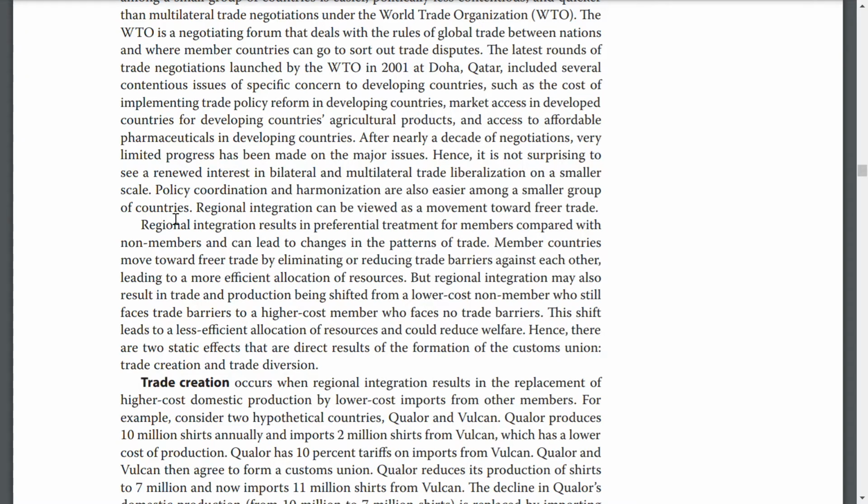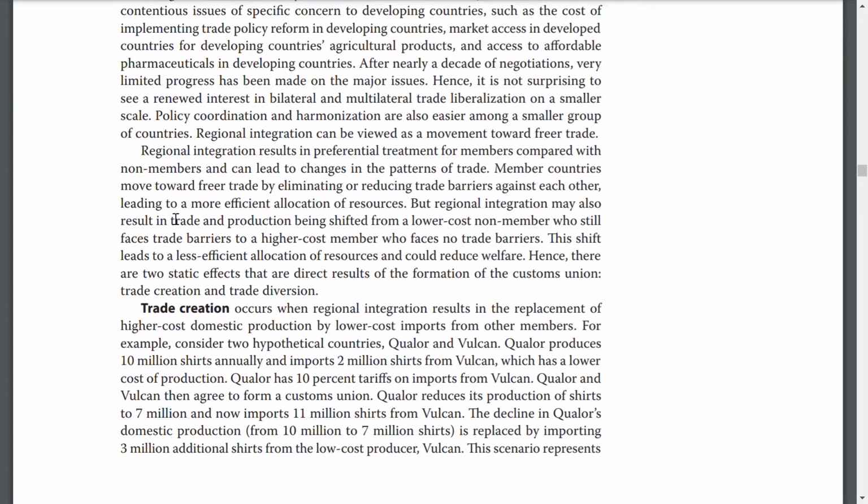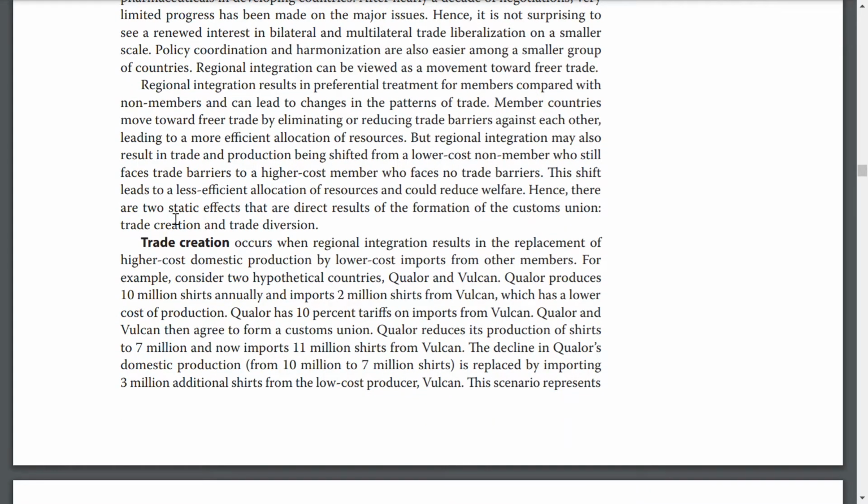Member countries move toward freer trade by eliminating or reducing trade barriers against each other, leading to a more efficient allocation of resources. But regional integration may also result in trade and production being shifted from a lower cost non-member who still faces trade barriers to a higher cost member who faces no trade barriers. The shift leads to a less efficient allocation of resources and can reduce welfare.